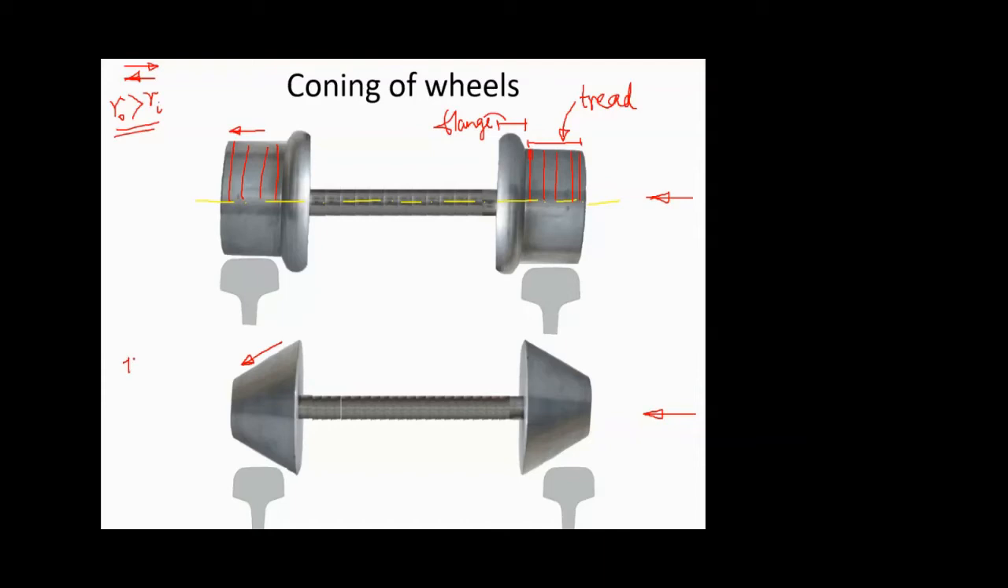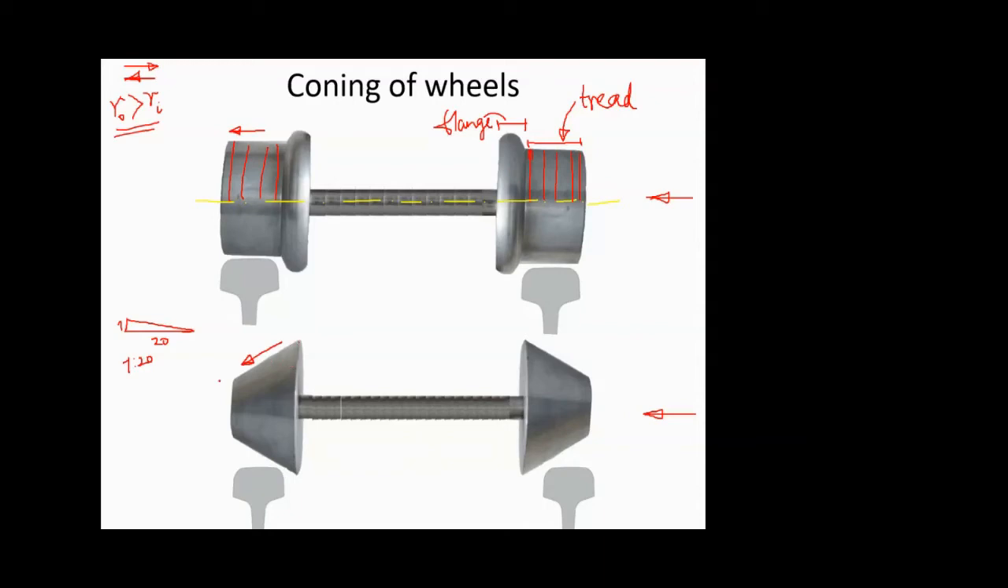It's just in the order of 1 in 20. 1 in 20 means for 20 horizontal you have a decrease of 1 vertical. So that is the amount of slope in the actual case. Here, just for your visualization and understanding, I have exaggerated it.